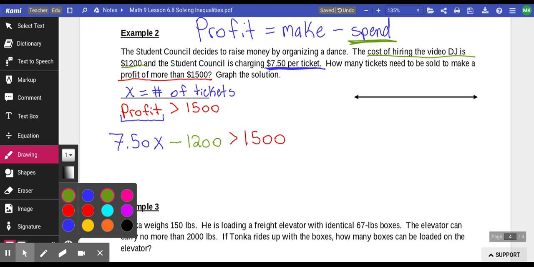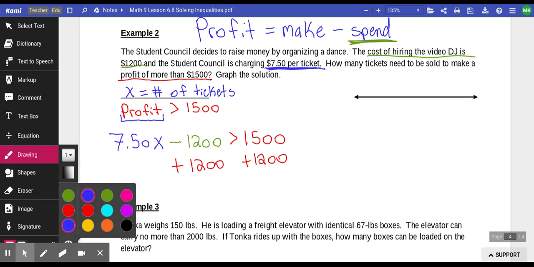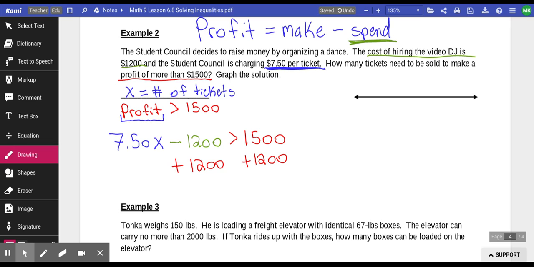Our goal now is to solve this inequality. When I solve this inequality, it means get x by itself, x being the number of tickets. That will then tell me the number of tickets I have to sell in order for my profit to be greater than 1,500. I'm going to do opposite operations. So I'm going to add 1,200 to both sides. When I do that, I am left with $7.50 times x is greater than $2,700.